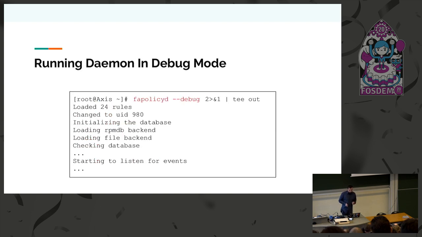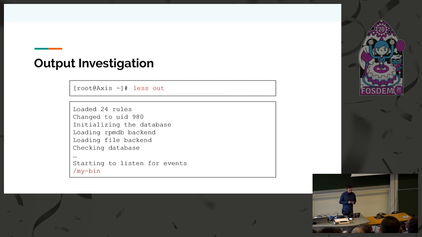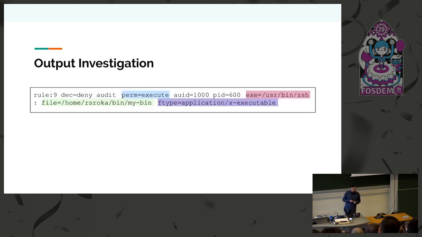So let's start the daemon. We run it in debug mode, as root, of course, and we save the output. We can try to run the binary again, and it is not possible, because this particular application is not trusted. So what can we do about it? Well, we can investigate the output of FAPOLICYD. If we start looking for my bin, we should find something like that, which says that rule 9 from the rules file has matched. It is some default rule that denies everything, let's say.